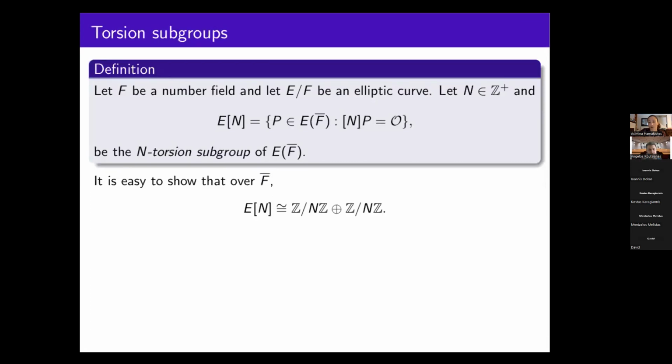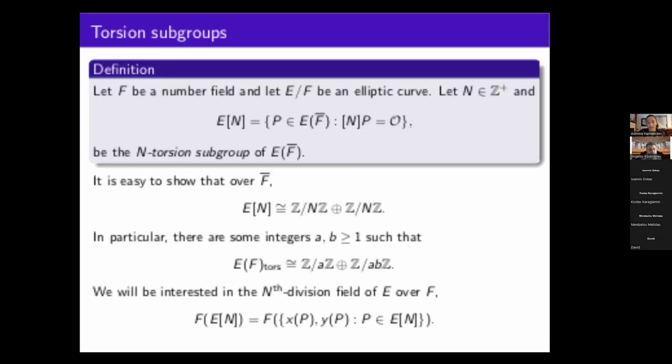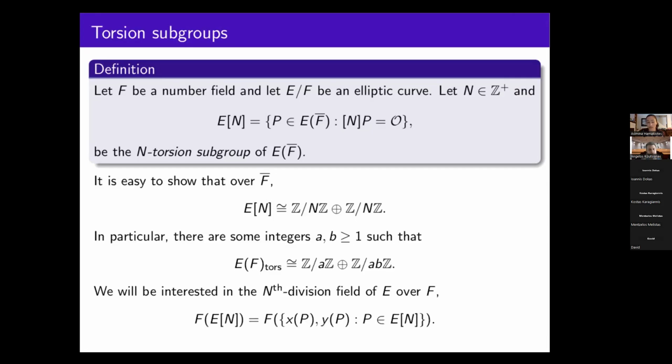So one can show that over the algebraic closure of F, the n-torsion subgroup of E is isomorphic to two copies of Z/nZ. And in particular, for the whole torsion, there are some integers a and b greater than or equal to 1 such that E(F)_tors is isomorphic to Z/aZ × Z/abZ. And throughout this talk, we'll be interested in the nth division field of E over F. All that is, you're joining the x and y coordinates of the n-torsion points to the field F.